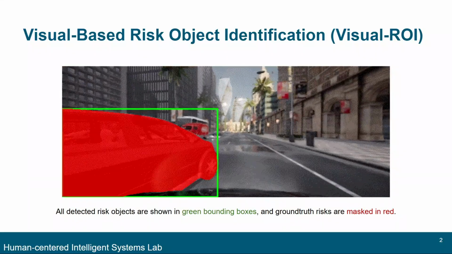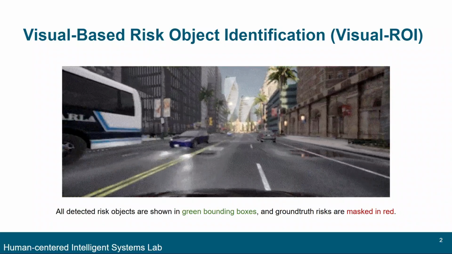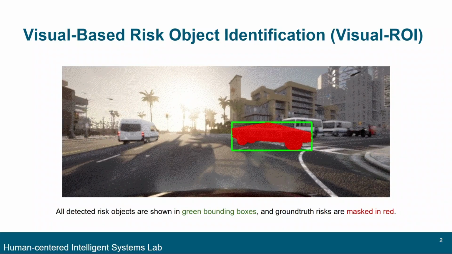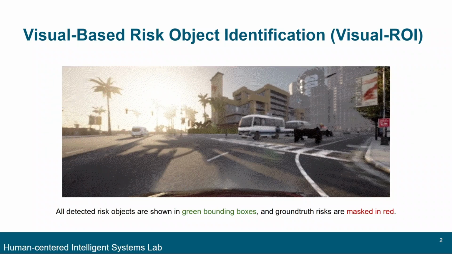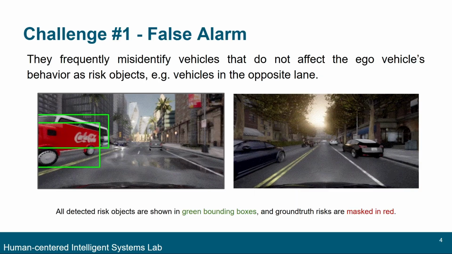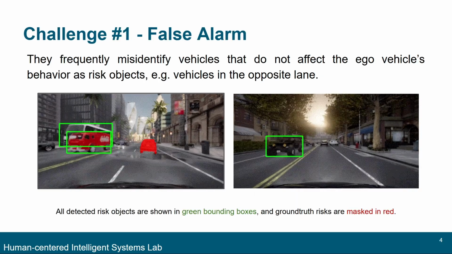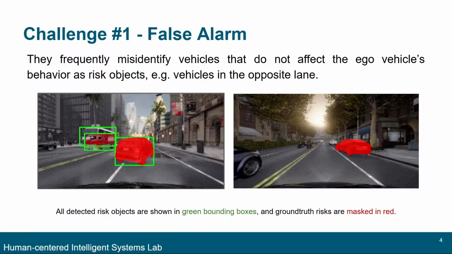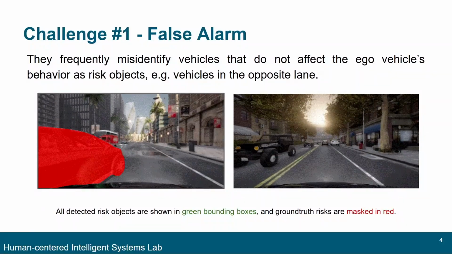One of the indispensable technologies is visual risk object identification, which involves localizing potential hazards and estimating the corresponding risk scores. Our study explores the challenges involved in applying causal inference to identify risk objects within the framework of behavior change-based prediction. In this paradigm, risk objects are defined as objects that influence driver behavior or ego-vehicle behavior. Existing methods often show significant limitations in spatial accuracy and temporal consistency.